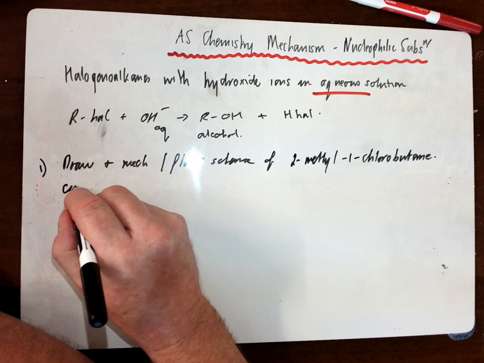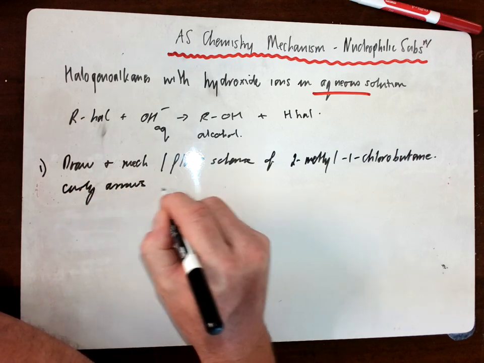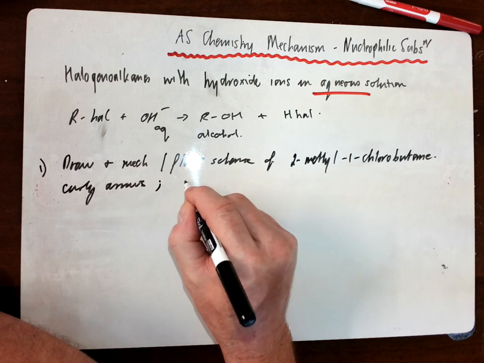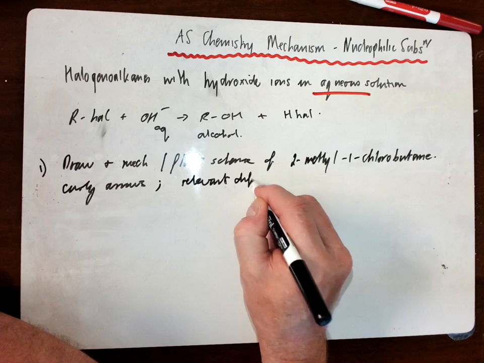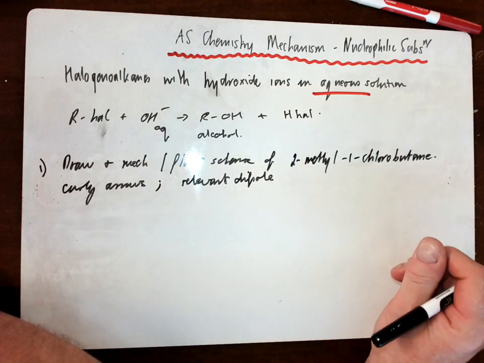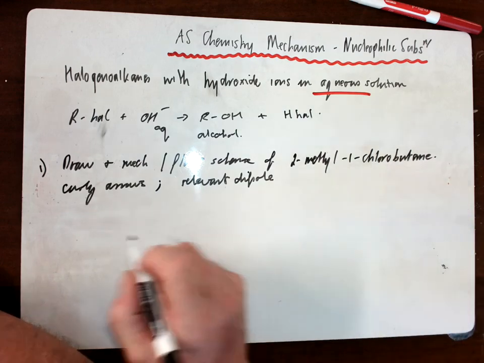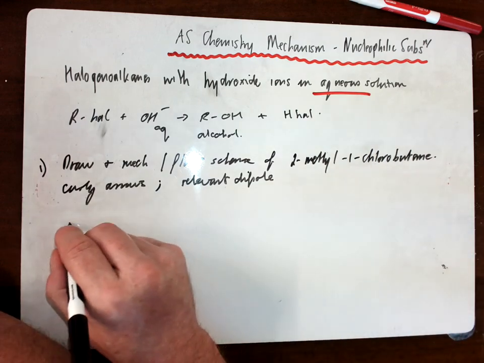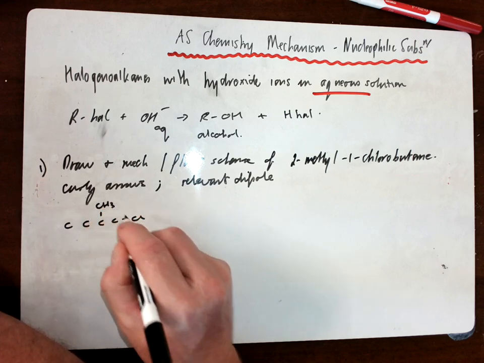Now you will probably be expected to have in there your curly arrows, and you'll also probably be expected to have in there relevant dipoles. Relevant dipoles are just ones that are of importance within the mechanism, as opposed to other dipoles which might exist which are of no significance. So the first thing I've got to do is draw this out to decide whether it is primary, secondary, or tertiary.